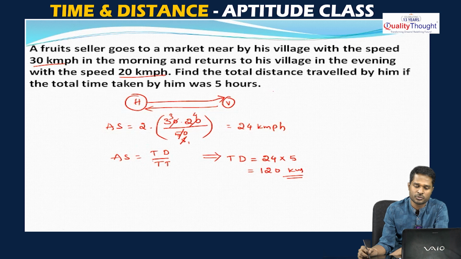So the average speed is total distance by total time, we know this. The average speed we just now calculated is 24, total distance is what we require, time is 5 hours. So this is 5 4s are 20, 5 2s are 10, plus 2, 12. That is, the total distance he travelled is 120 kilometers in this case.